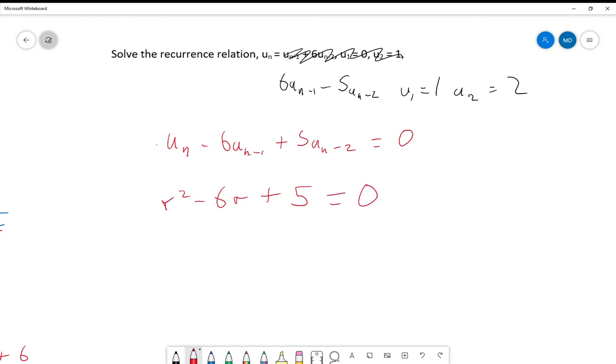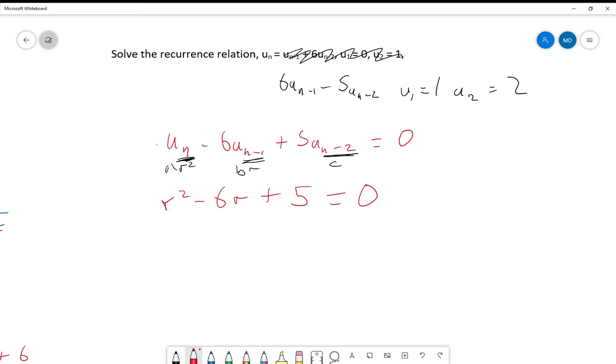So remember, your highest n is going to be your r squared. Your second highest is going to be your r, and your third highest is going to be the constant. So ar squared plus br plus c. And then we just read those off, our coefficients directly. We get r squared minus 6r plus 5 equals 0.